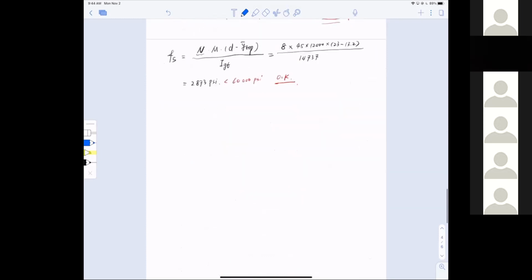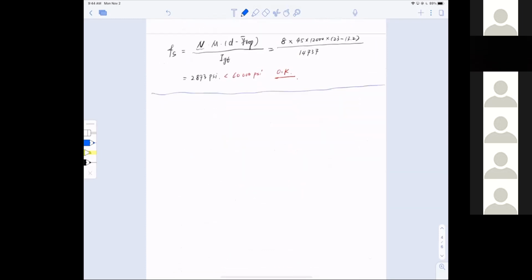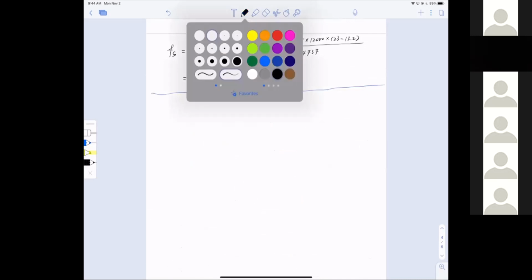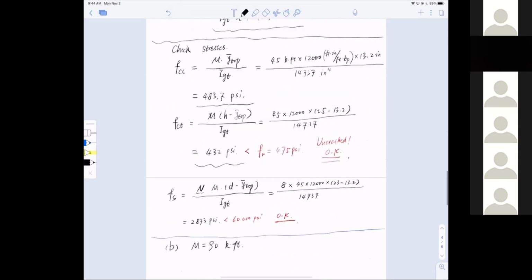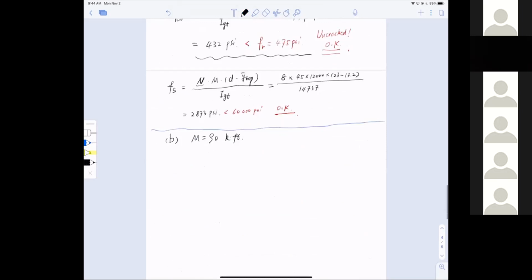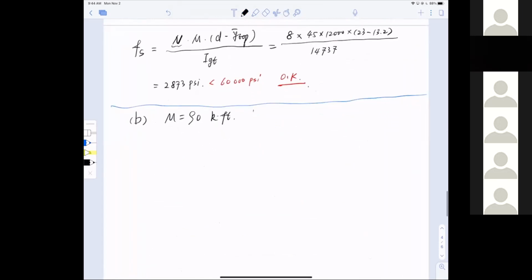So what to do? Now let's take a look at B. The moment is doubled to 90 kip-feet. From the first part, I already know it's uncracked when I have 45. Barely checked. So for 90 kip-feet, I know for a fact it is going to crack. So assume cracked elastic. This is stage 2. Assume it belongs to stage 2.